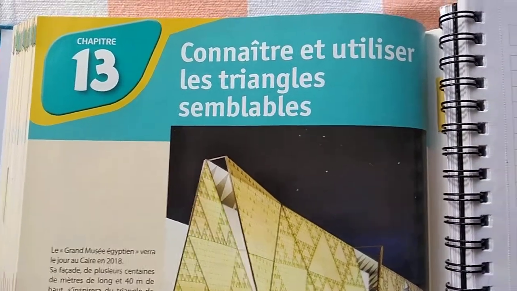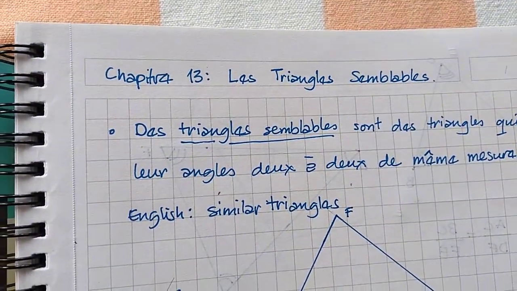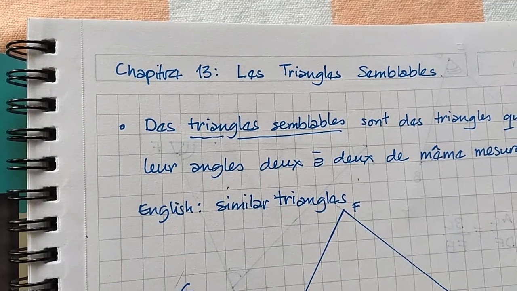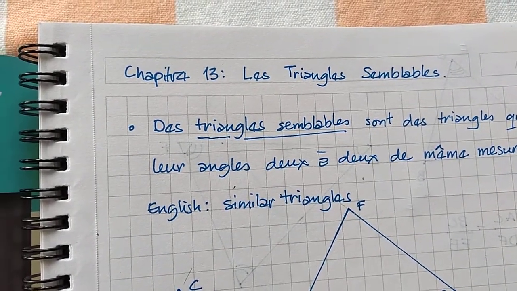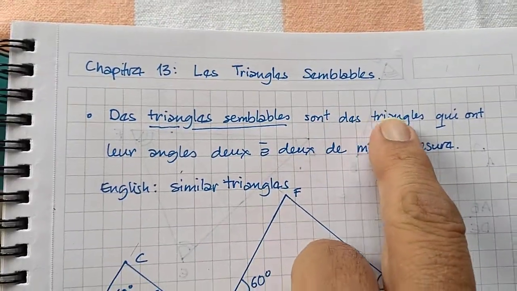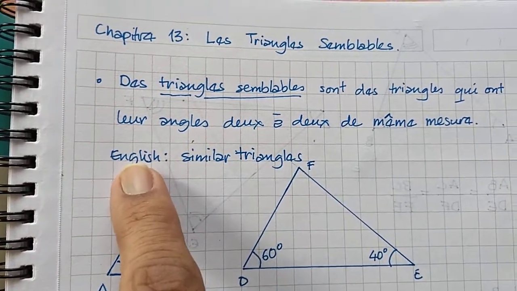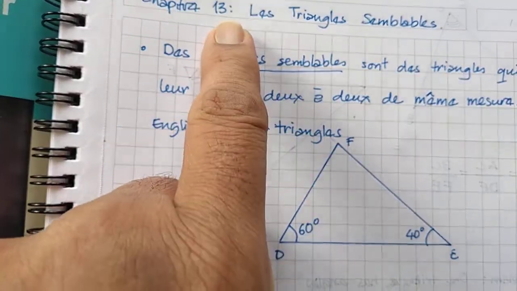So, this is what it is. Chapitre 13, les triangles semblables. So, qu'est-ce que c'est des triangles semblables? What does it mean? Des triangles semblables sont des triangles qui ont leurs angles deux à deux de même mesure. In English, it's called similar triangles.